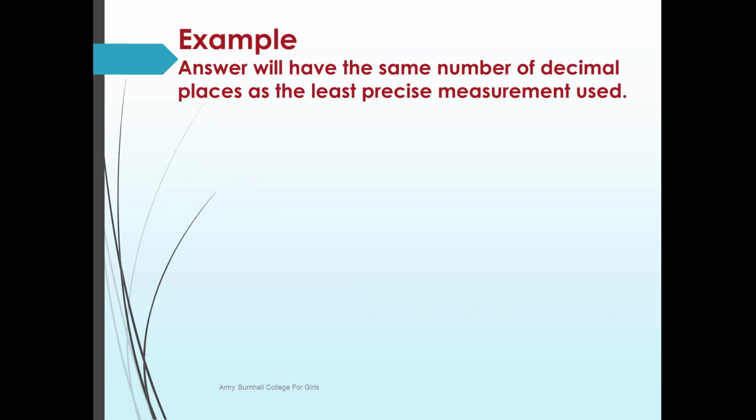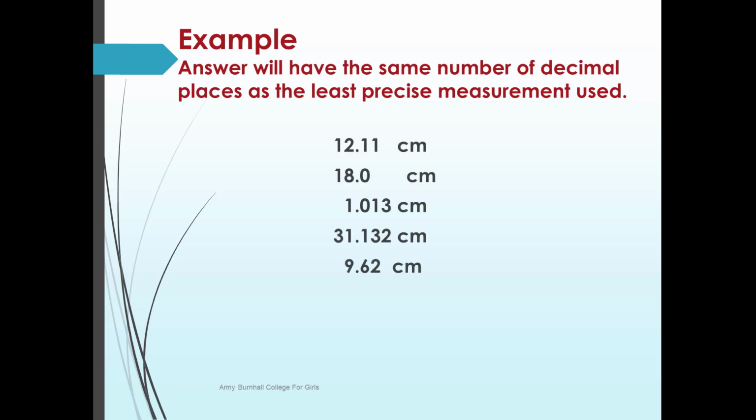Okay, another example, we are considering some values which have to be added. Again, we are lining up the decimal. Okay, and then we will check which quantity has the least decimal places, and we will add these values.